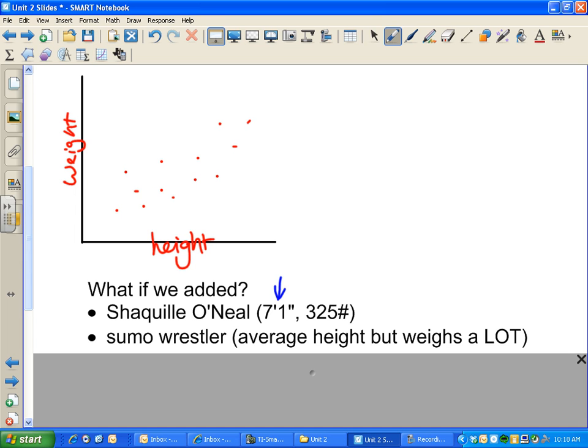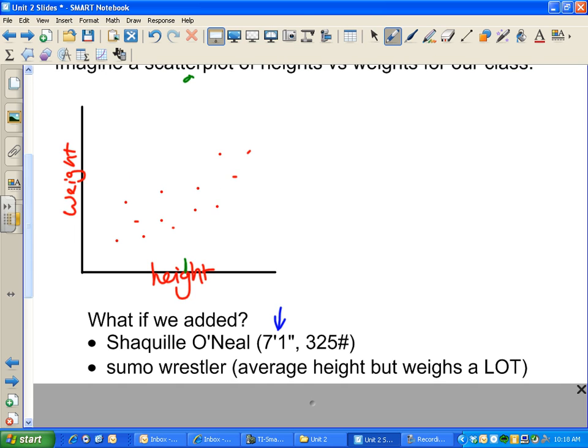Picture a sumo wrestler in your mind. Okay, they're not particularly tall, but they weigh a lot. So I might put the height somewhere here, average for our class, and then give myself plenty of space. It's going to weigh a lot.